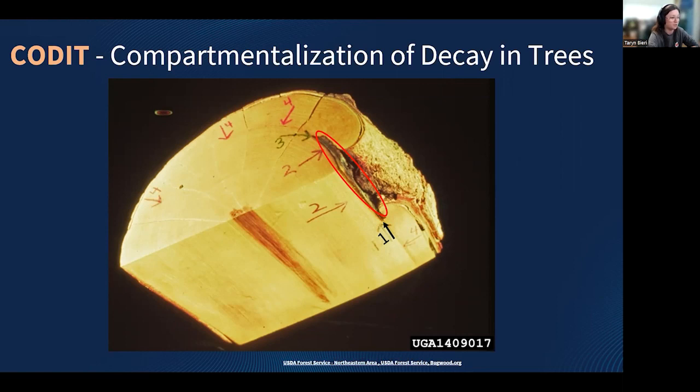So the amount of time it takes to do this will vary depending on the size of the wound and the health of the tree, but essentially it's creating a completely walled off compartment where that wound will stay there, but it won't be able to spread throughout the tree.